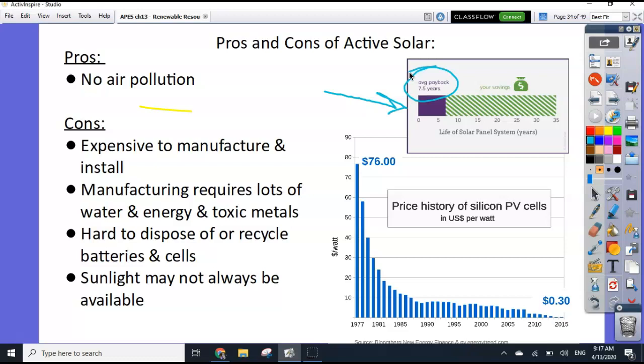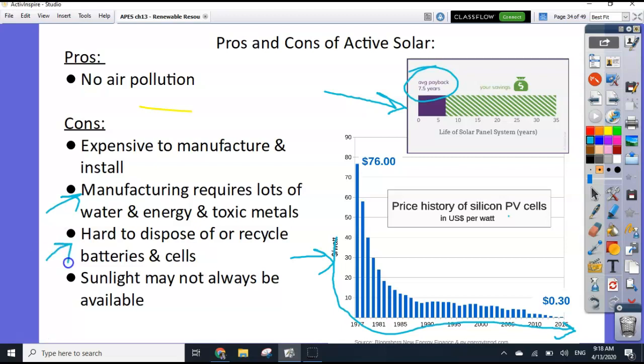You can take a look though at this graph down here. PV cells, notice the price is definitely decreasing. So that's a good thing, all right? Making them takes a lot of materials, so a lot of water, energy, a lot of toxic metals. If you think of a solar panel, it's got a lot of metal and a bunch of other stuff in it. So producing it is not necessarily the best.